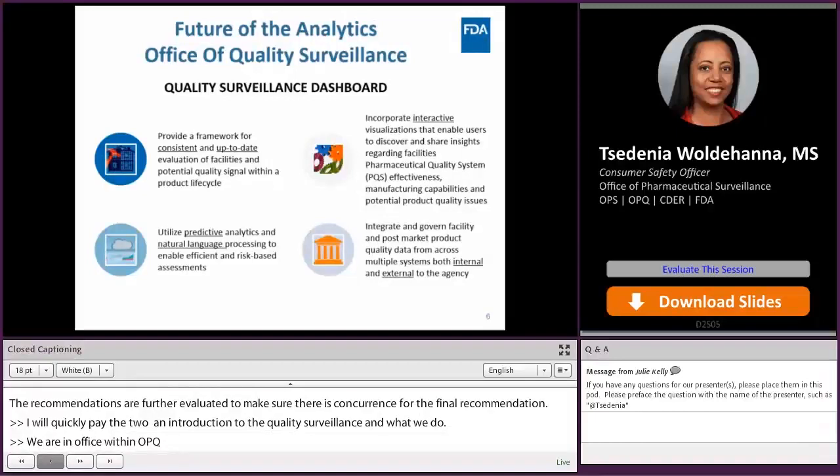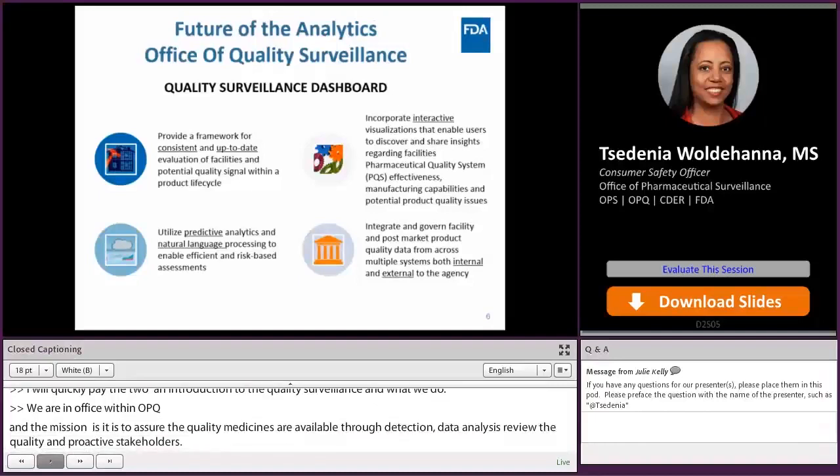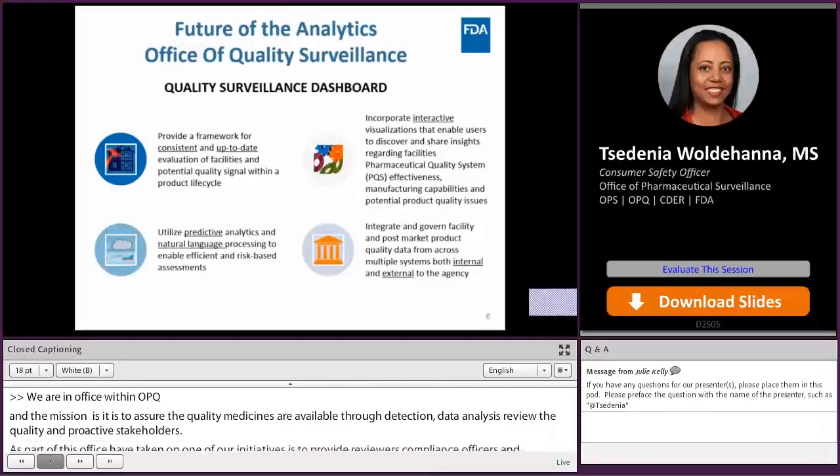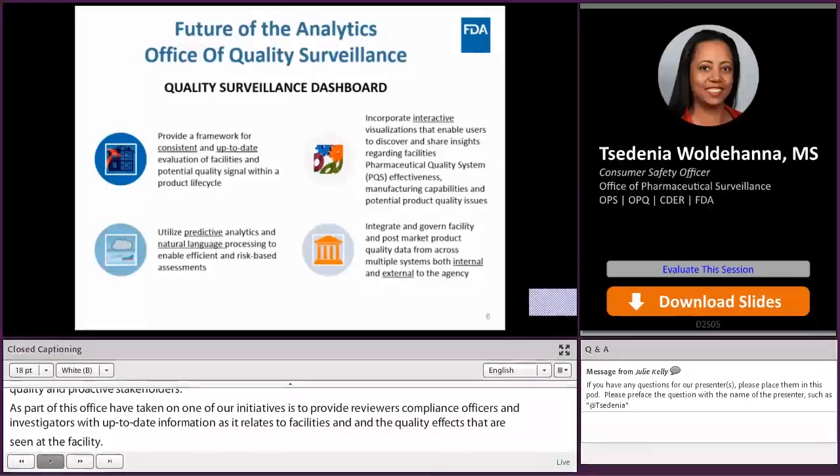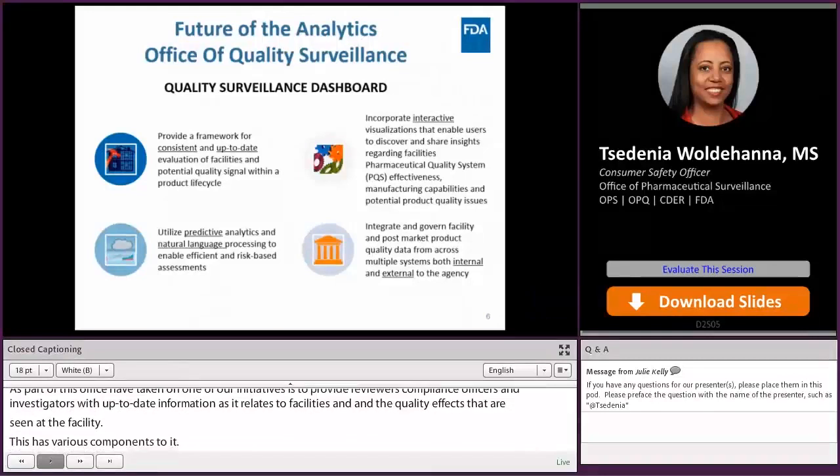As part of this office, one of our current initiatives is to provide reviewers, compliance officers, and investigators with current and up-to-date information as it relates to facilities, the products that they manufacture, and the quality defects that are seen at those facilities. So this is the quality surveillance dashboard, and it has various components. It is also used to help best assess pharmaceutical quality system effectiveness, manufacturing capabilities, and such.